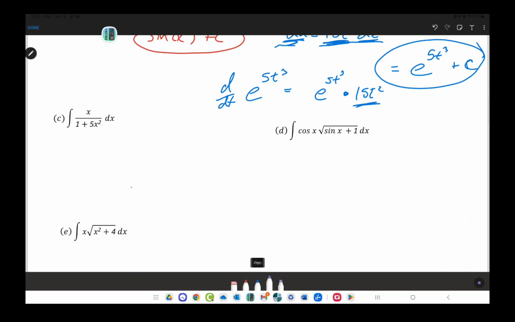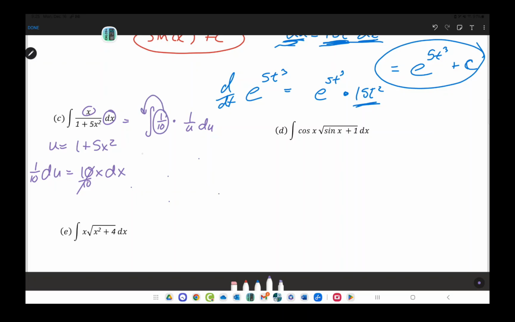So C, u is equal to 1 plus 5x squared. So du would be 10x dx. Now, do I have a 10x? No. I have an x dx, so how do I get rid of the 10? 1/10. So we are going to have the integral of 1/10 times 1 over u du. Because that 1/10 is a coefficient, I can move it outside: 1/10 integral of 1 over u.